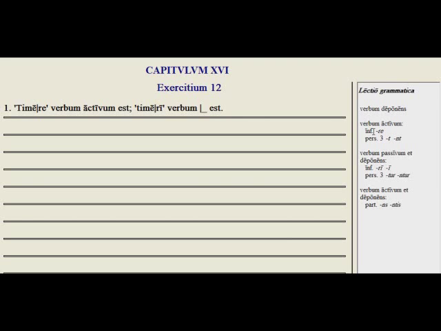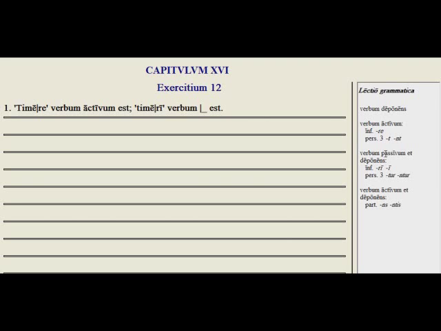Okay, so these are our regular endings for, let's take for example, laudare, to praise. So re indicates the infinitive. T and nt indicate the third person singular and plural. So laudat, he praises; laudant, they praise.